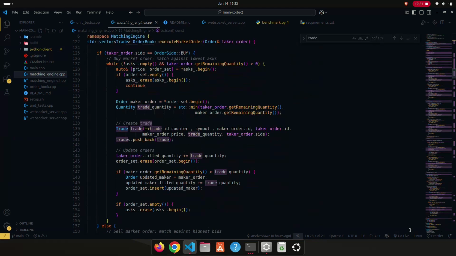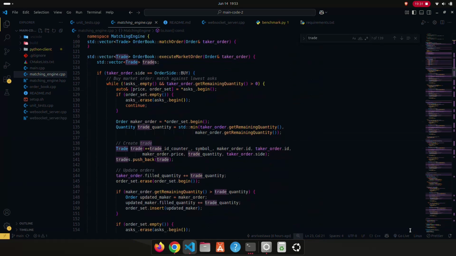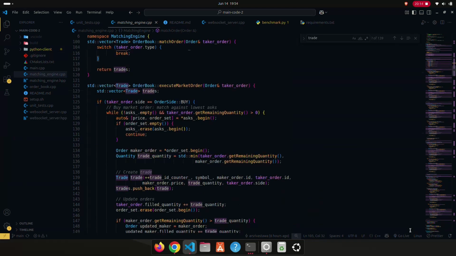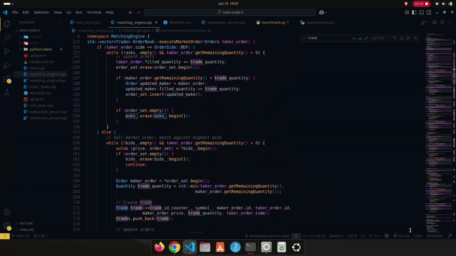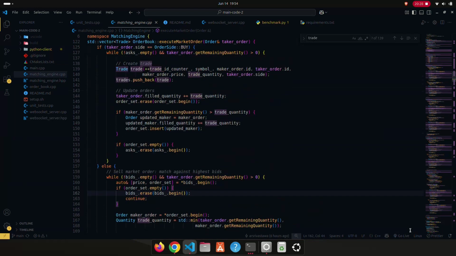When an order arrives, it tries to match against the opposite side. If a match is found, we execute a trade at the maker's price. Here we can see the match order function, which is using a switch case to check for the order type and execute accordingly. Then there is the execute market order function, which checks the type of the order. That is, if it's a buy, then it will search in the ask map, and if it's a sell type order, then it will search in the bids map for the best order to trade with.